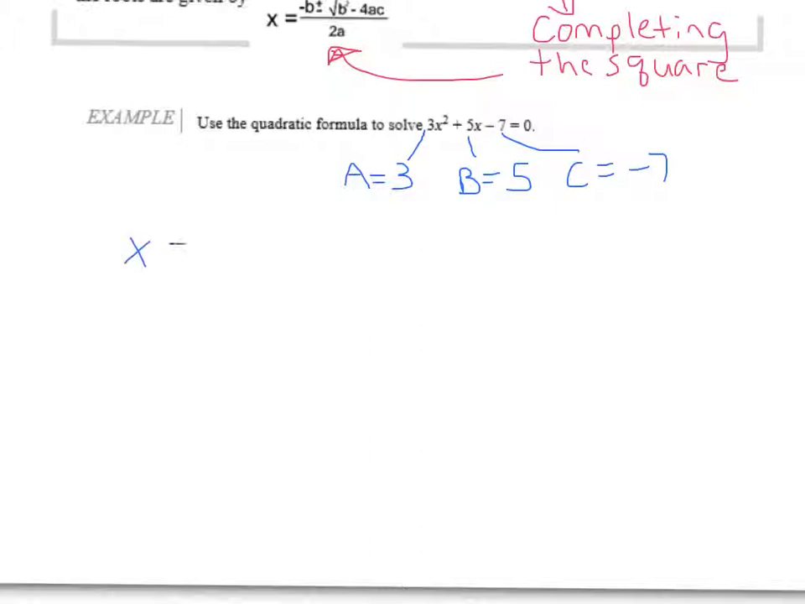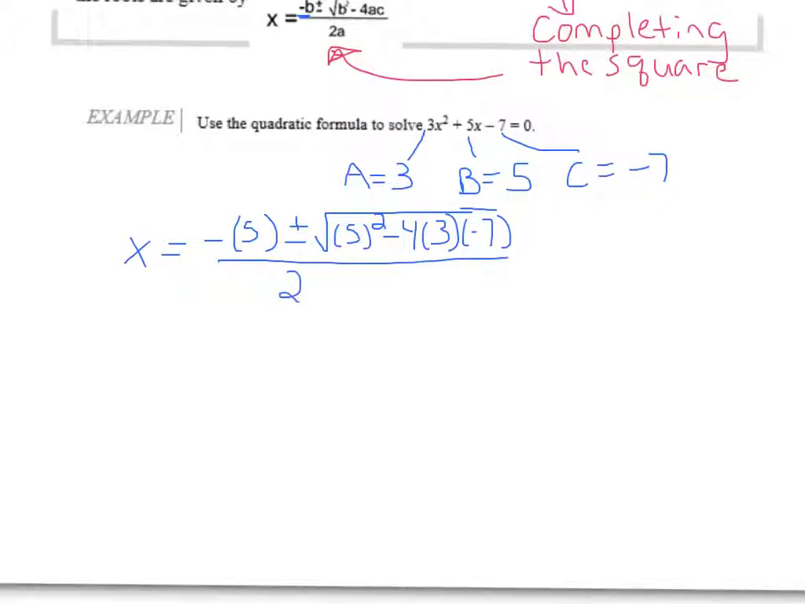So x equals negative, and I always put everything in parentheses so that I don't miss a sign. B, which is 5, so that's what we got up here, negative b, plus or minus the square root of b squared, so I have 5 again, squared, minus 4 times a, which we said was 3, and c, which we said was negative 7, all over 2 times a, which we said was 3.